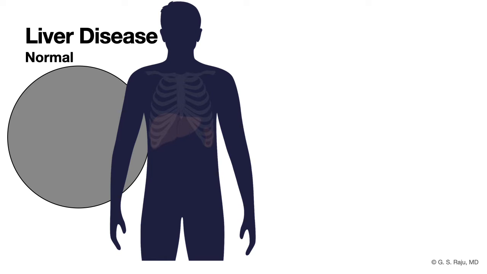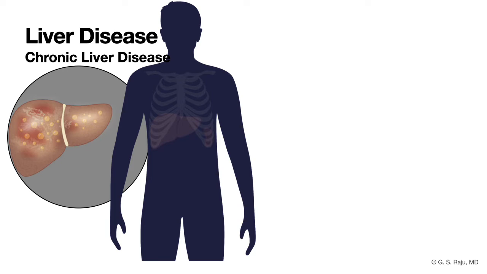And when we see a patient with liver disease, we need to ask ourselves a couple of questions. First, is the liver normal? Or if there is any injury or hepatitis, and is that going on for a long period of time, several months, typically more than 6 months, in which case you would consider chronic liver disease.